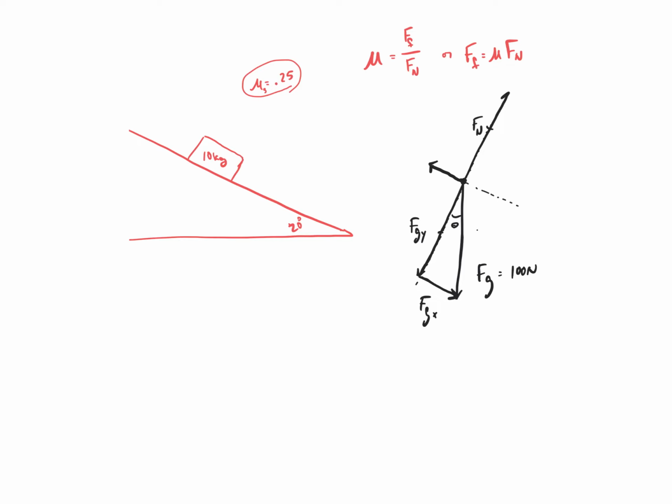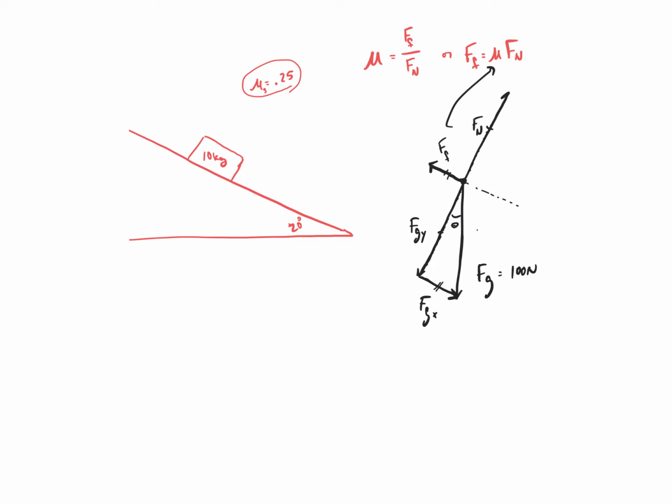and the force of friction will be one of two things. It will either be equal to the force of gravity in the x direction, or if we're at our maximum angle, it would be equal to this value right here. So let's just do some numbers here and see what I get.